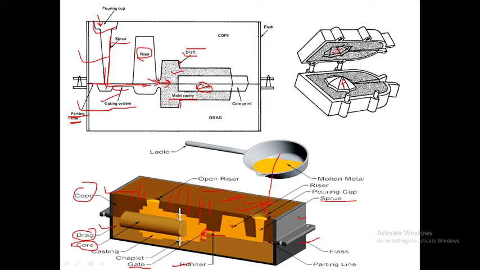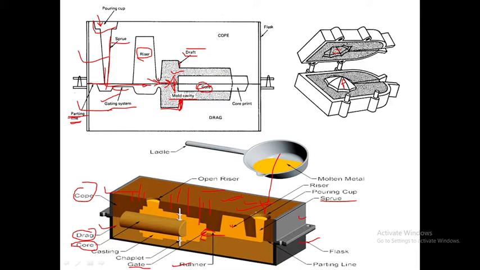Suppose instead of this draft, it is straight. Then at the time of removal of the pattern, there will be some chances of breaking such corners. This will happen while removing the pattern. So they provide some draft over here so that the pattern can be easily removed from the mold. This is the purpose of draft.